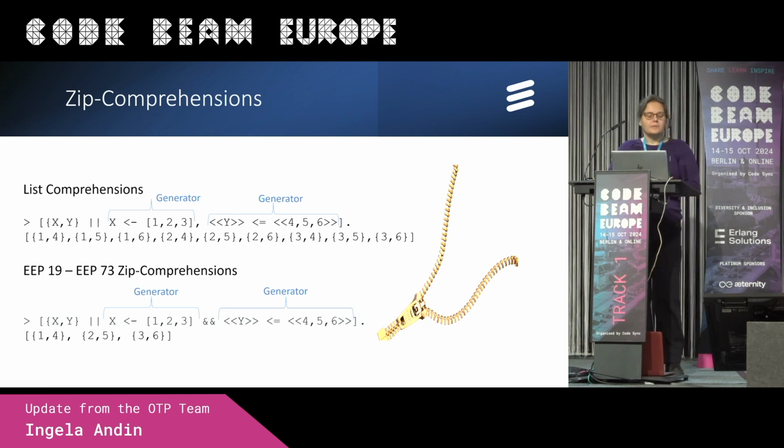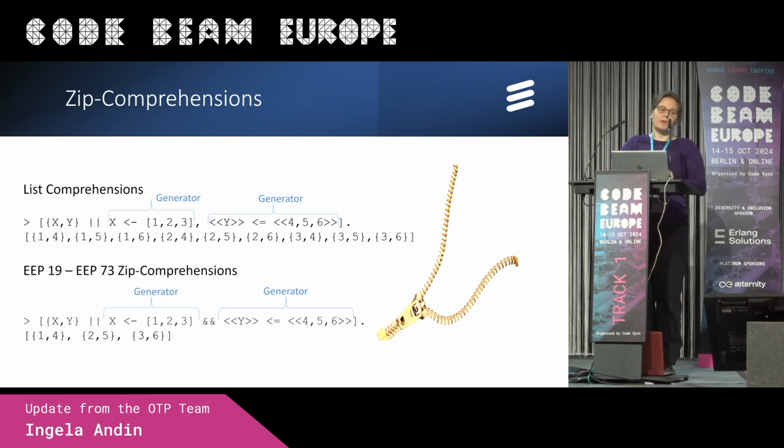And many years ago, in EEP 19, there was a proposal that we should add something called zip comprehensions. And it has been a good idea, but it just hasn't happened yet. Since that was quite a long time ago, Erlang has changed quite a lot. So now we have a new EEP that takes into consideration what has changed. But basically, it's the same proposal of zip comprehensions.